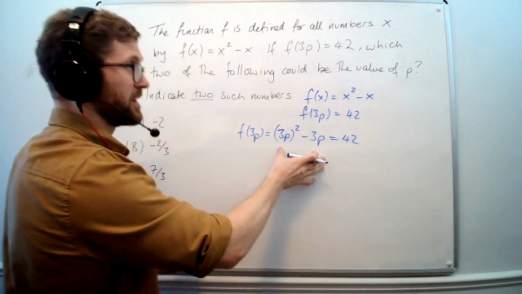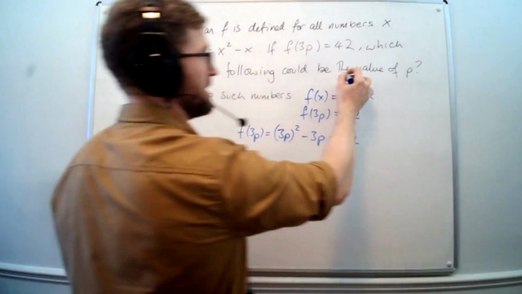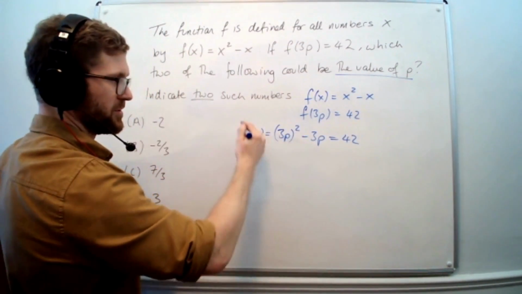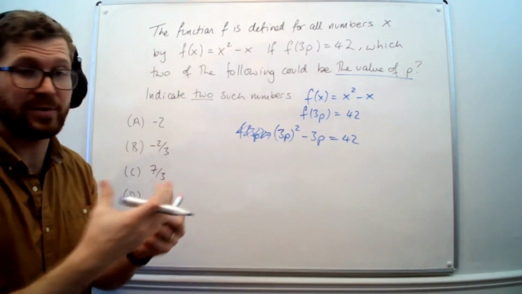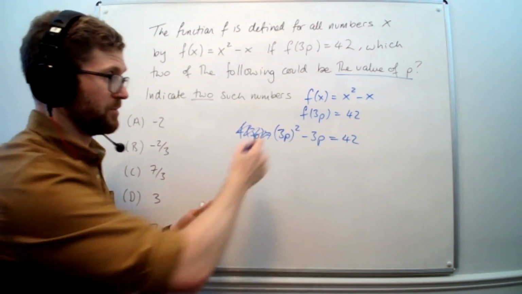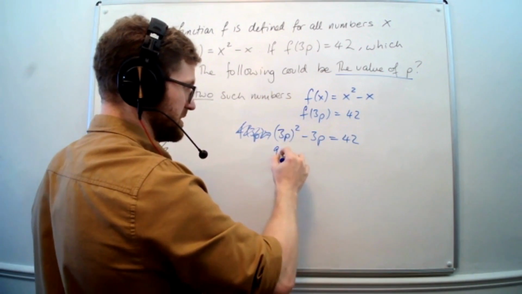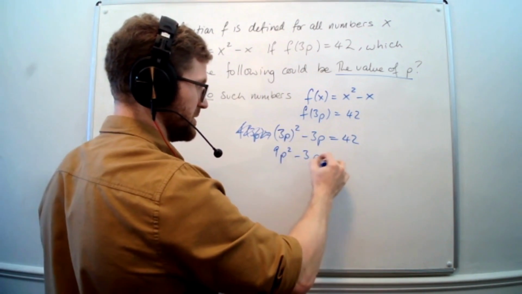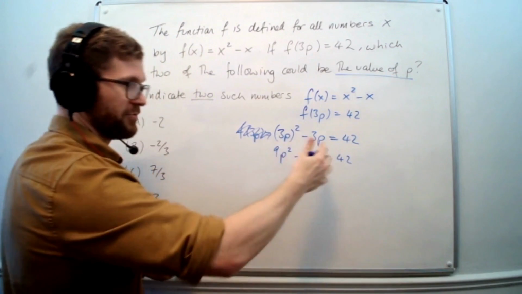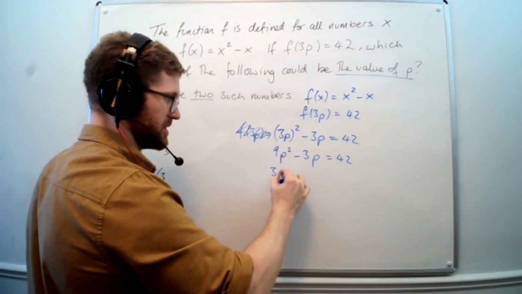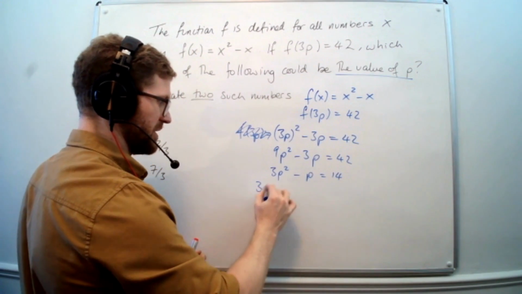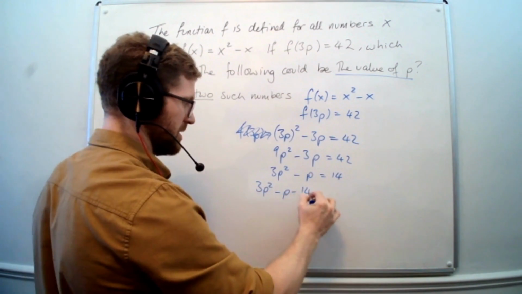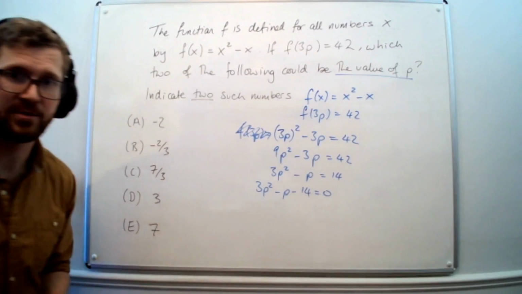So really the bit that I want to work with, if I'm going to find the value of p, is those two sides. Now I've got an equation that I can go and work with. Squaring those parentheses, I'm going to end up with 9p squared minus 3p equals 42. Everything here is divisible by 3, so I'll say 3p squared minus p equals 14, and I can pull everything to the left-hand side to give me that equation.